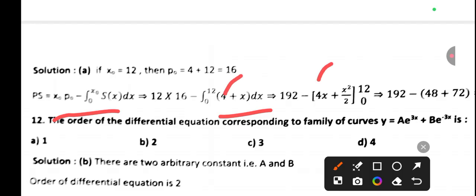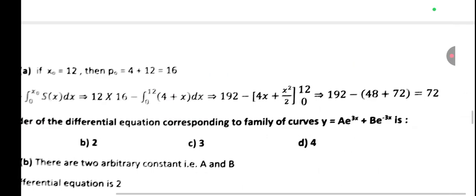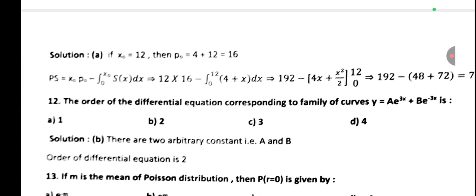Then check whether you are getting this. 4 integration is 4x, x integration is x square by 2. Upper limit minus lower limit, do it properly. They are getting the answer 72.